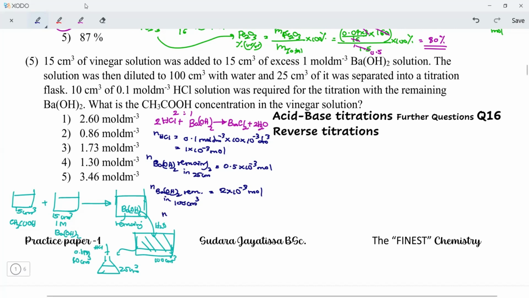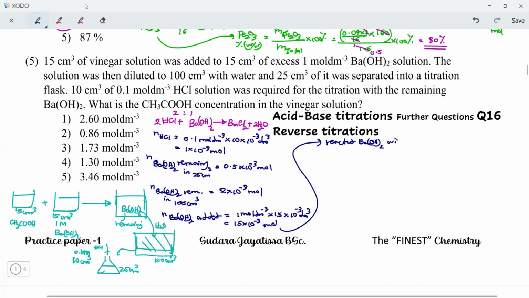Okay, now let's find moles of barium hydroxide we first added. We have added barium hydroxide, 1 mole per decimeter cube concentration, and 15 into 10 to the power minus 3 dm3. So that means 15 into 10 to the power minus 3 moles we have added. Now you can see only 2 is remaining from that. Therefore we can say reacted barium hydroxide with acetic acid is equal, we have to do the subtraction and see, okay, 13 into 10 to the power minus 3 moles.